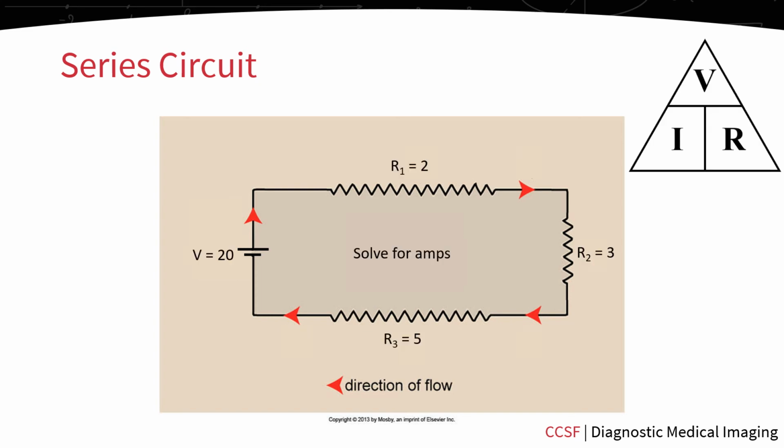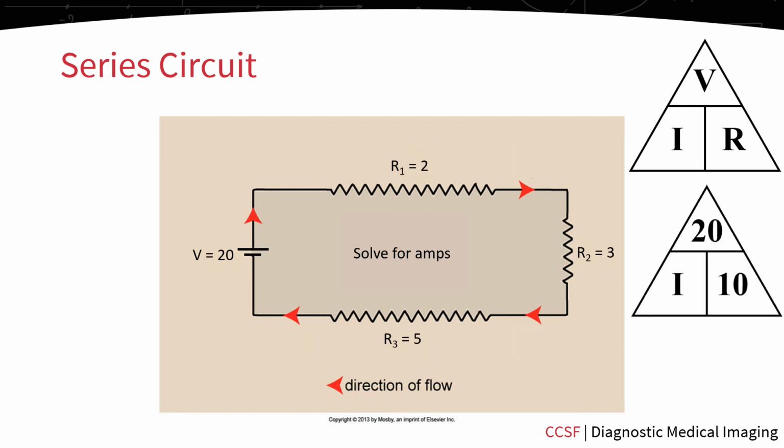Let's do a practice problem and try to solve for current, or for amps. First thing we need to do is find the total voltage. In this case, it's 20. Then we'll find the total resistance, which is 10. Next, let's plug those numbers into our Ohm's law triangle. And then to solve for I, we just take 20 divided by 10, which is 2. So in this series circuit, there's a total current of 2 amps.